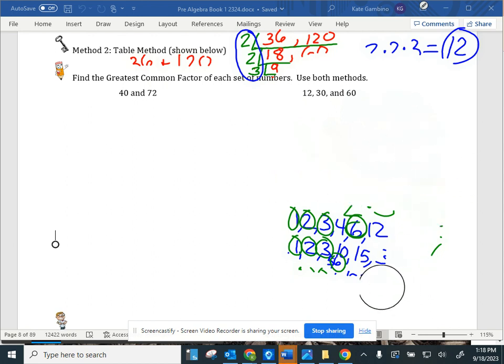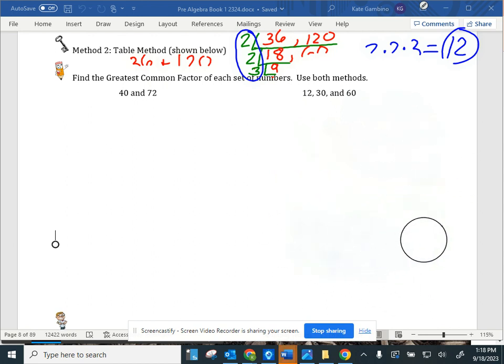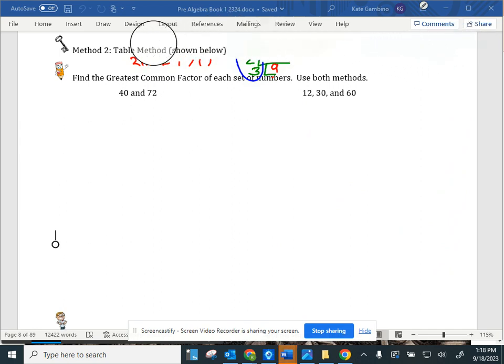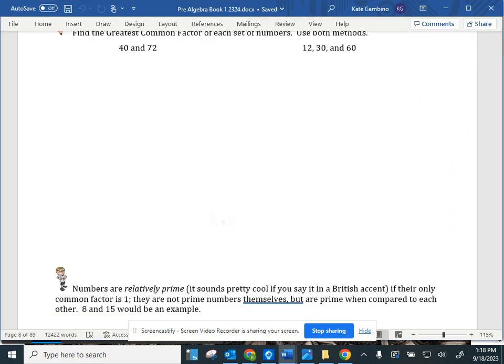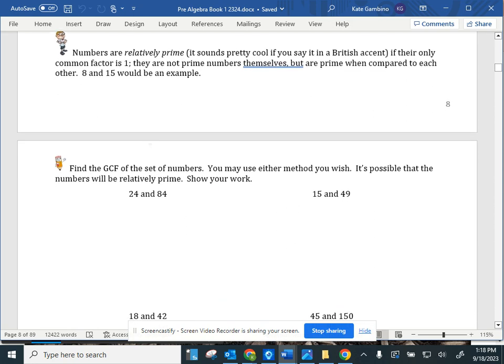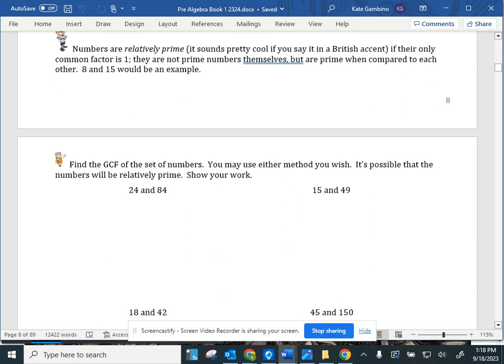So let's look at our work for today. Numbers are relatively prime. It sounds pretty cool if you say it with the British accent. I'm not good with the British accent. But this is important. If their only common factor is 1, they are not prime numbers themselves, but are prime when compared to each other. So 8 and 15 would be an example. 8 and 15 are not prime numbers, but the only factor they share is 1.